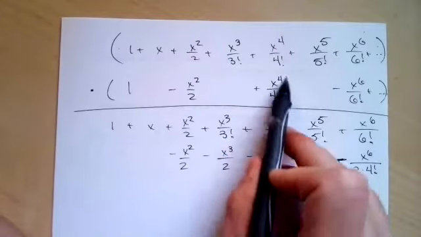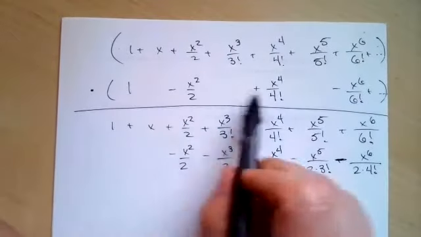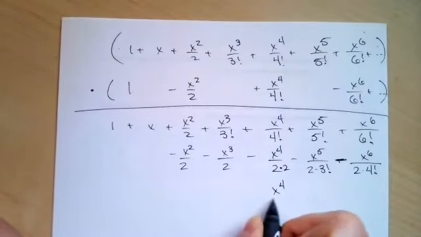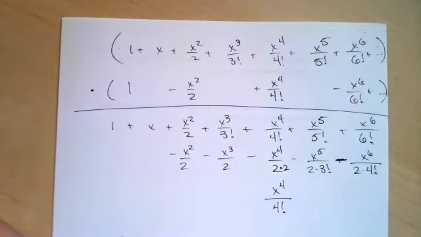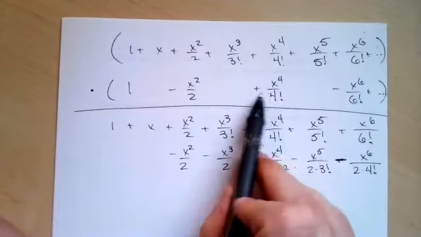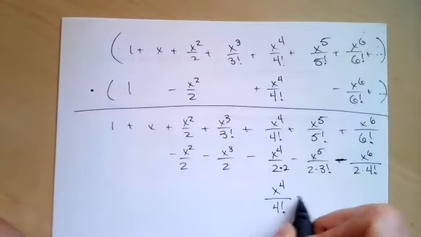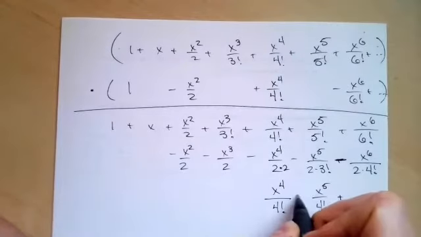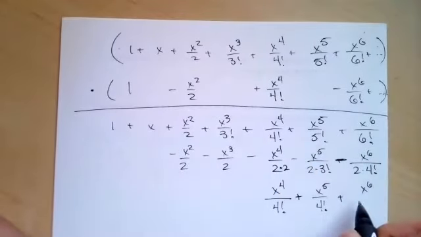Let's do one more and move on to the x to the 4th. What's going to happen with our x to the 4th times everything? The first term is going to be this x to the 4th over 4 factorial, positive. So everything will be positive in this row. And then the next term, x to the 4th over 4 factorial times x will give us x to the 5th over 4 factorial. And then we will have an x to the 6th over 2 times 4 factorial.